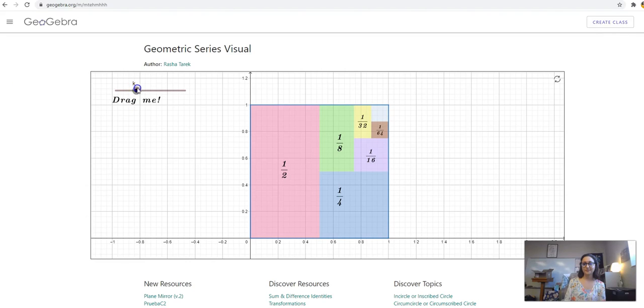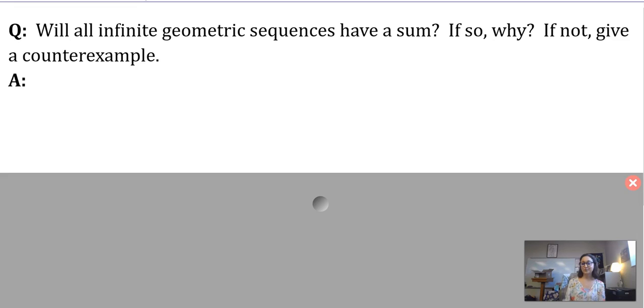And keep going, and you can see that we get closer and closer to filling it in, but we never quite get there, okay? There will always be half of the empty space left. So what we say is that the sum converges to 1, which would be the area of that square there. So we do have infinite geometric series that converge, so they have a limit.